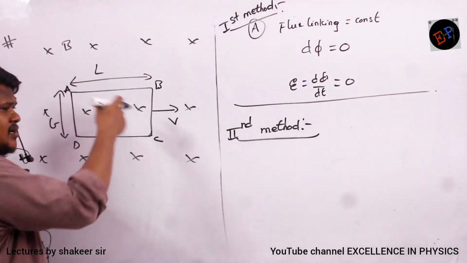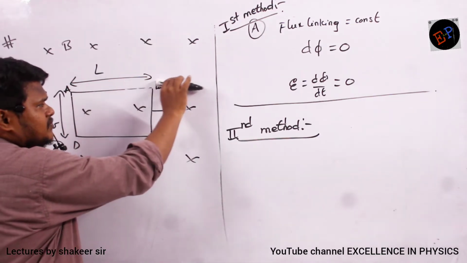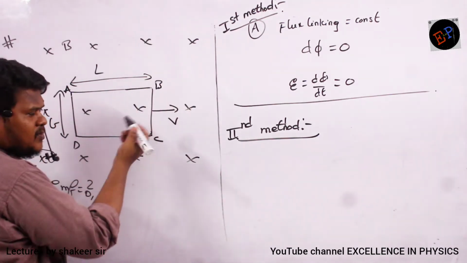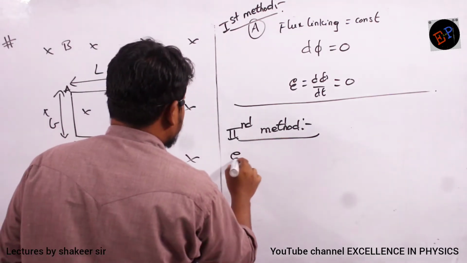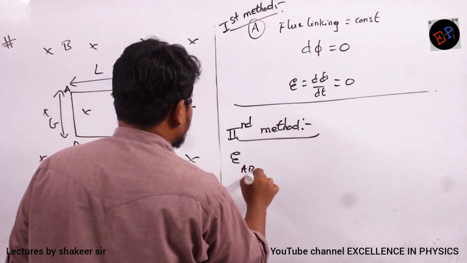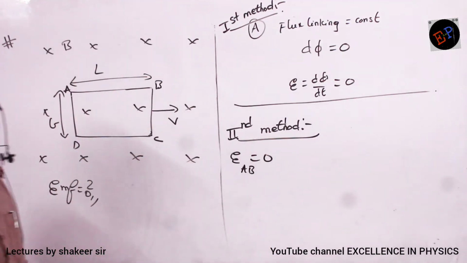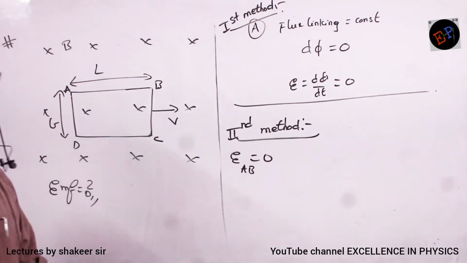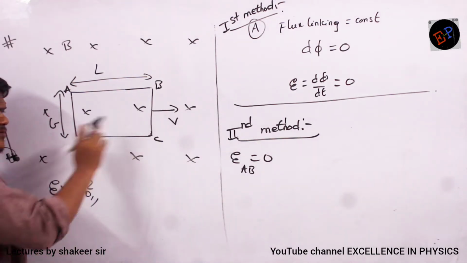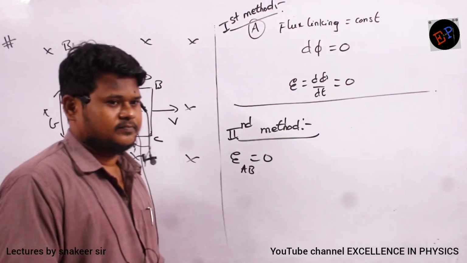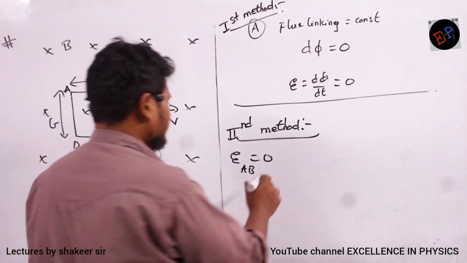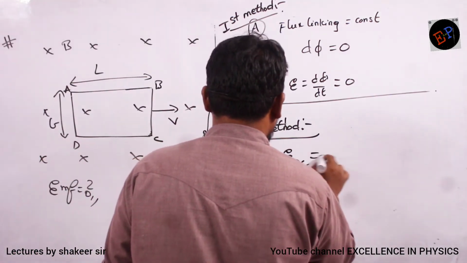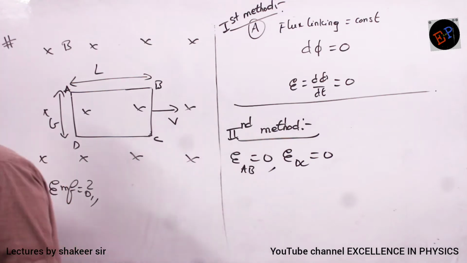See, my magnetic lines are like this. It is moving like this. Will it cut the flux? No, so the EMF induced is 0. So the EMF induced in AB will be how much? 0, because it cannot cut the flux. What about the EMF induced in DC? The EMF induced in DC also will be 0, because it is also not cutting the flux.